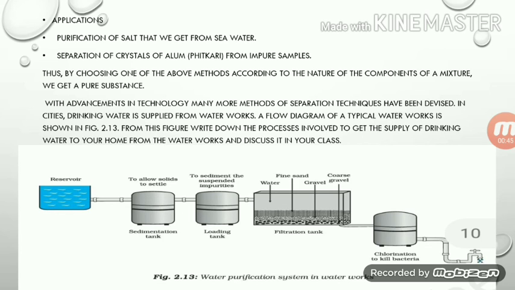In cities, drinking water is supplied from waterworks. A flow diagram of a typical waterworks is shown in figure 2.13 in your book. From this figure, write down the process involved in getting a supply of drinking water. This process is given, and you have to write it down in your notebook, as classwork or homework.